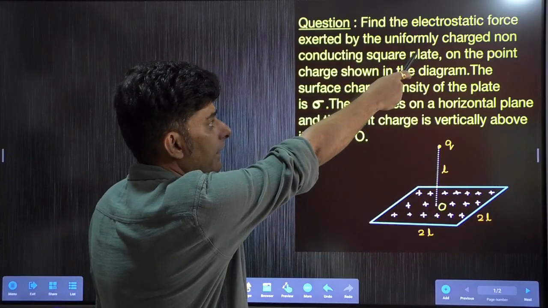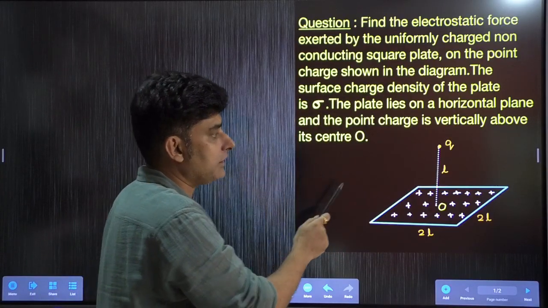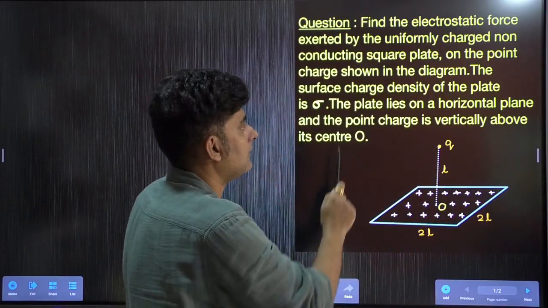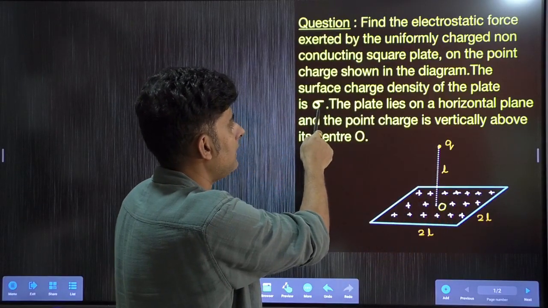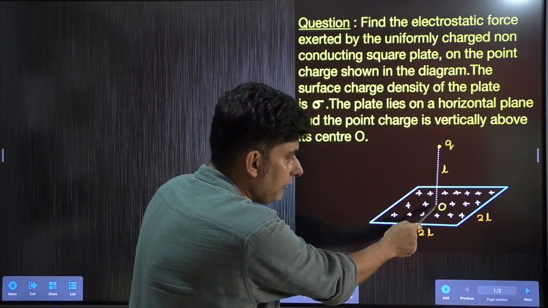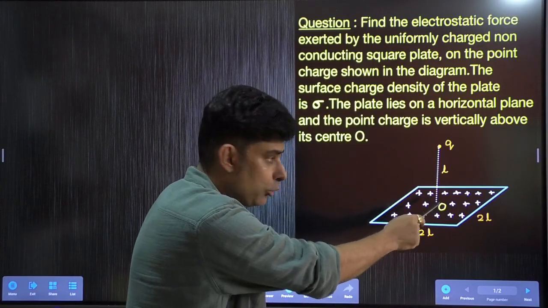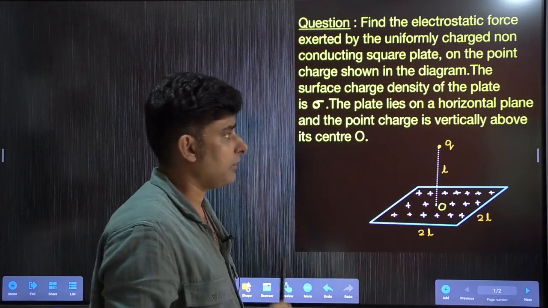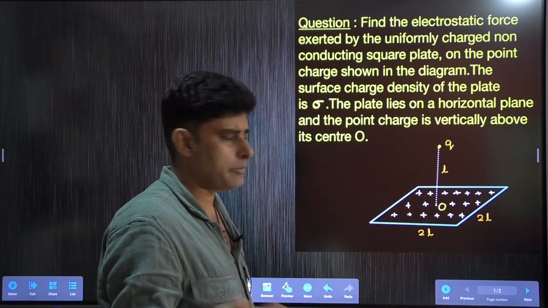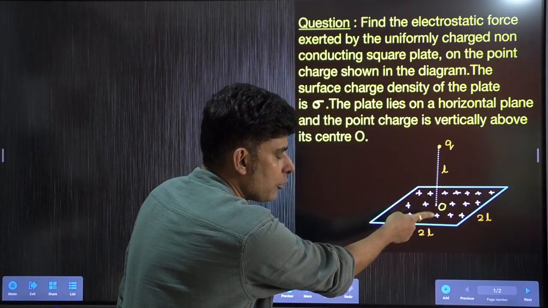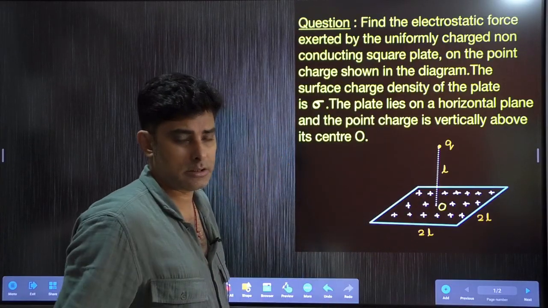Here we have to find the electrostatic force exerted by a plate which is uniformly charged, and they have given the charge density of the plate as sigma. This is a square plate of side 2L, and we are seeing the center of the plate O, and at L height above O there is a point charge kept or placed with the help of some external agency obviously. So they are asking how much force this plate will exert on the charge.